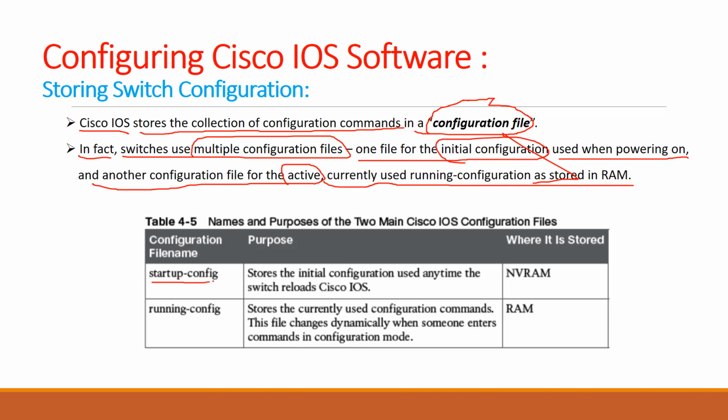The first one is the startup configuration file. The second one is the running configuration file. The startup configuration file stores the initial configuration used anytime the switch reloads Cisco IOS. It is stored in NVRAM. The running configuration file stores the currently used configuration commands. This file changes dynamically when someone enters commands in configuration mode, and it is stored in RAM.